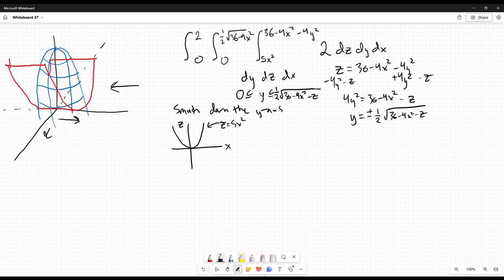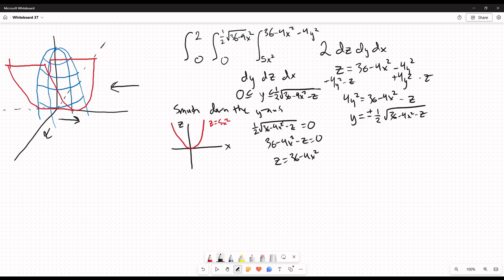There's going to be another shape. In fact, let me redraw that so it's red to coordinate with what we have. This is going to be z equals 5x squared. And then this other shape is going to be wherever 1/2 square root of 36 minus 4x squared minus z equals 0. One thing that you can see fairly quickly is I can multiply both sides by 2. I can square both sides. That will just leave me with 36 minus 4x squared minus z equals 0. Or just z equals 36 minus 4x squared.